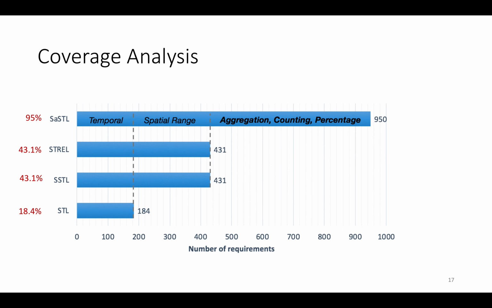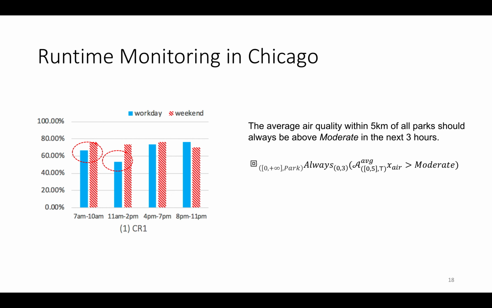And look at this figure. The x-axis is the number of requirements, and the y-axis includes four specification languages. And we can see that SaSTL has a much higher coverage than the others. It can specify 950 requirements out of 1,000, while the others can only cover 43% and STL covers 18%.